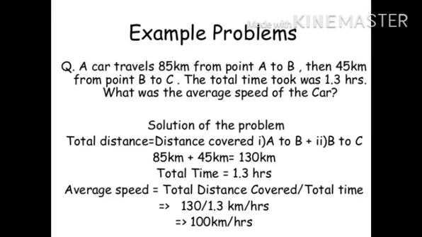Now the solution of the problem is total distance is equal to distance traveled, means A to B plus B to C, that is 130 kilometers. Total time is equal to 1.3 hour. So the average speed means v is equal to total distance upon total time. So the total distance is 130 kilometer, which is divided by total time, which is 1.3 hours. So the average speed is equal to 100 km per hour.